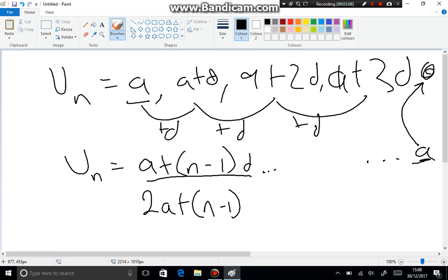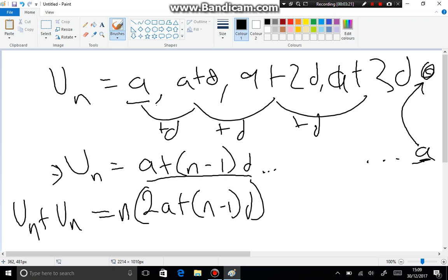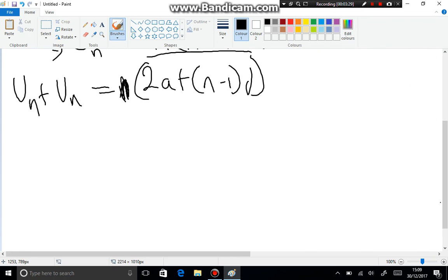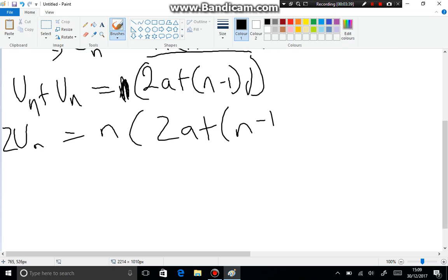So if we add the two un's together, where this un is the opposite one, then un plus un is equal to 2a plus n minus 1d. Because we know that it happens n number of times, there's an n on the outside. Let me write it more clearly. So 2un, because there are two un's, equals n times 2a plus n minus 1d.